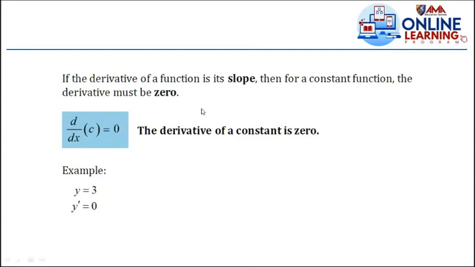So first, if the derivative of a function is its slope, then for a constant function, the derivative must be 0. Therefore, the derivative of any constant with respect to dx is 0, or the derivative of a constant is 0. For example, if y is equal to 3, y prime, or the first derivative, since 3 is constant, the answer is 0. So that's our first formula. The derivative of a constant with respect to dx is always equal to 0.